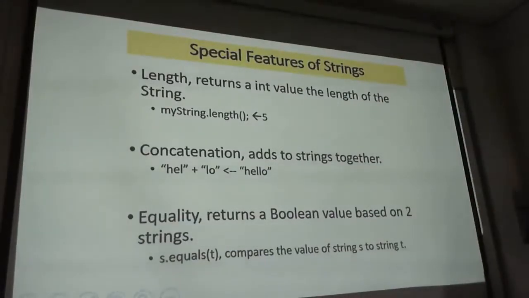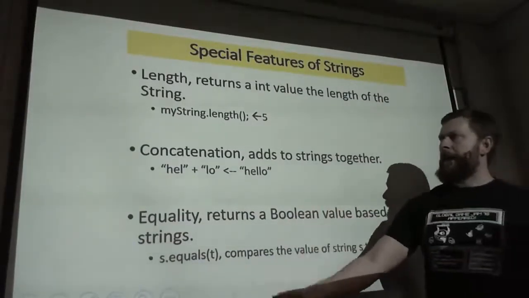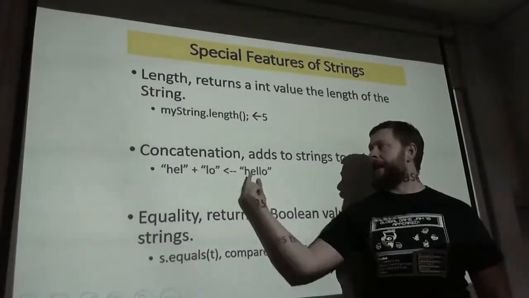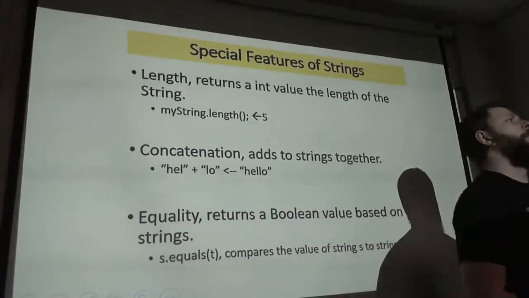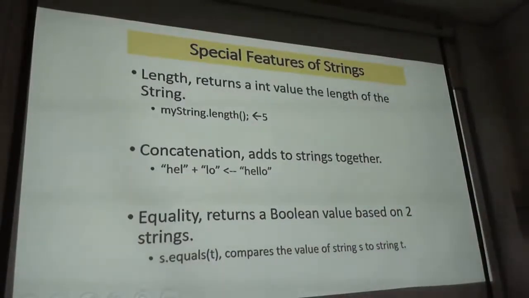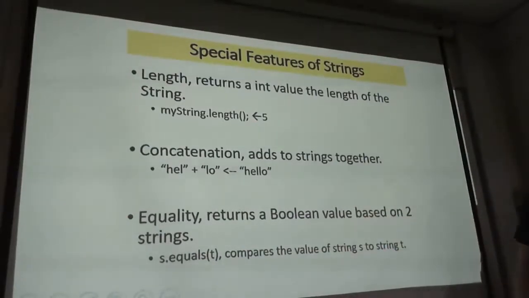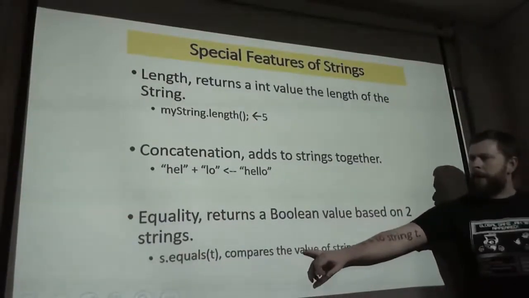Concatenation, we've seen before. It takes 2 strings, or it takes a string and some other numerical or some other data type, and it adds them together to make a single string. The next 4 that I look at are newer ones, which we haven't come across. The first one I'm looking at here is equality.